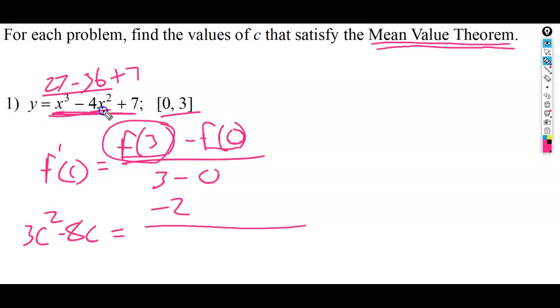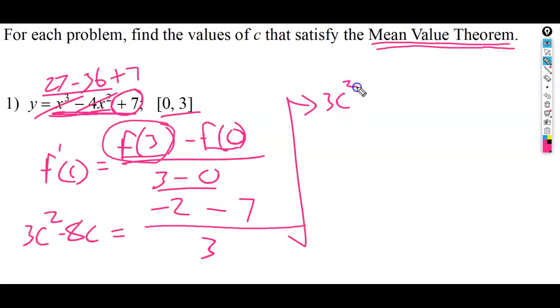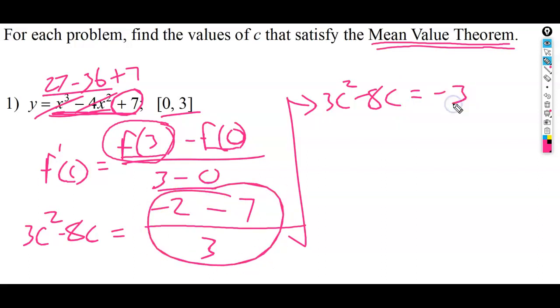If you plug in 0, these just go away and you're left with 7. So we have 7 there. And on the bottom we have 3. Now, continuing this expression up here to the top, we have 3c squared minus 8c equals negative 9 over 3, which is negative 3. Now this is a quadratic expression.